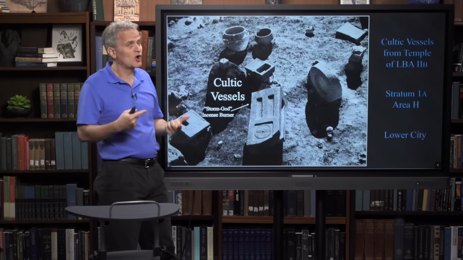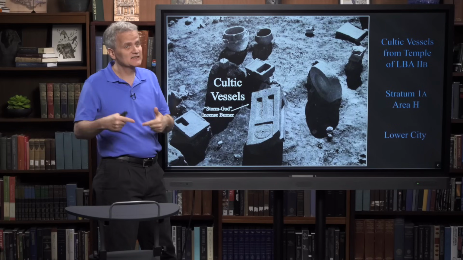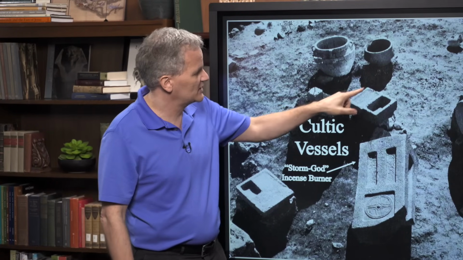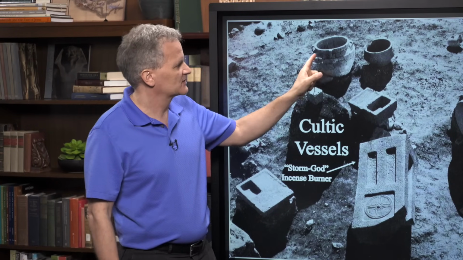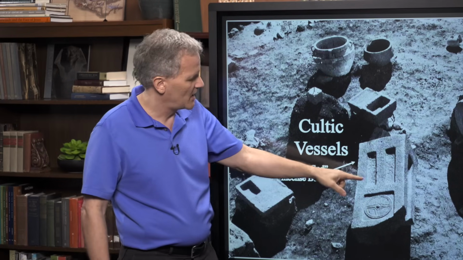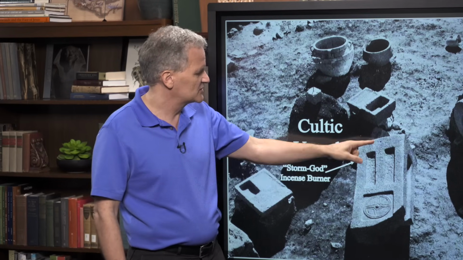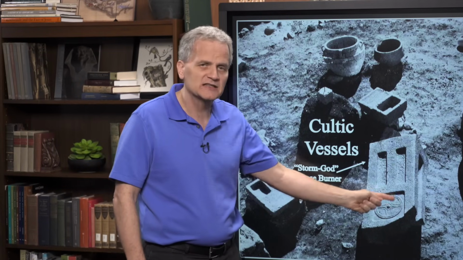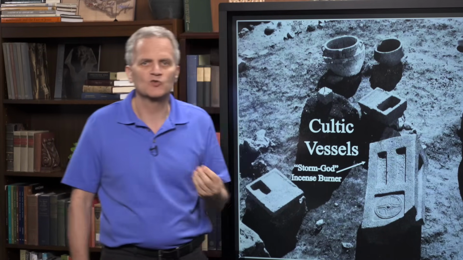Then here's a look at the cultic vessels that were found in situ. You can see several of them here. These are all spiritual. These would be for libations or for offerings that were made. But this is an incense burner, and it has a symbol on it, this right here, and that symbol tells us that it's the storm god.